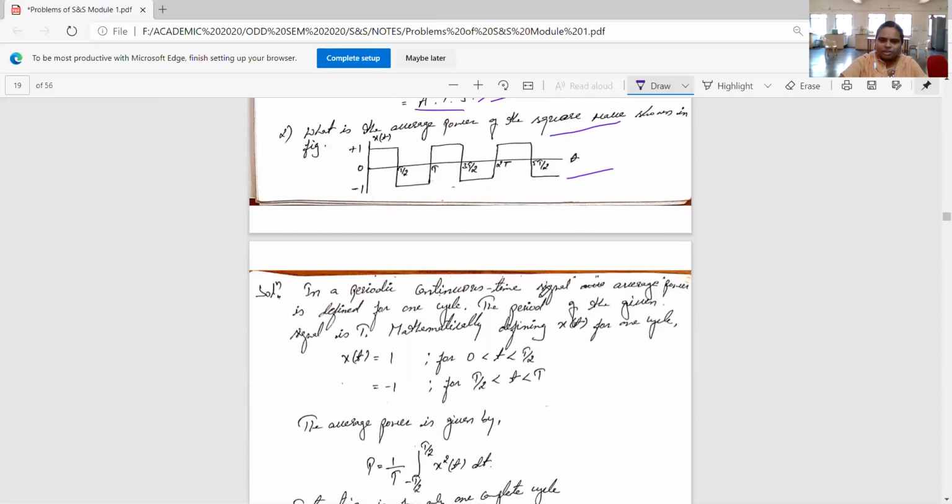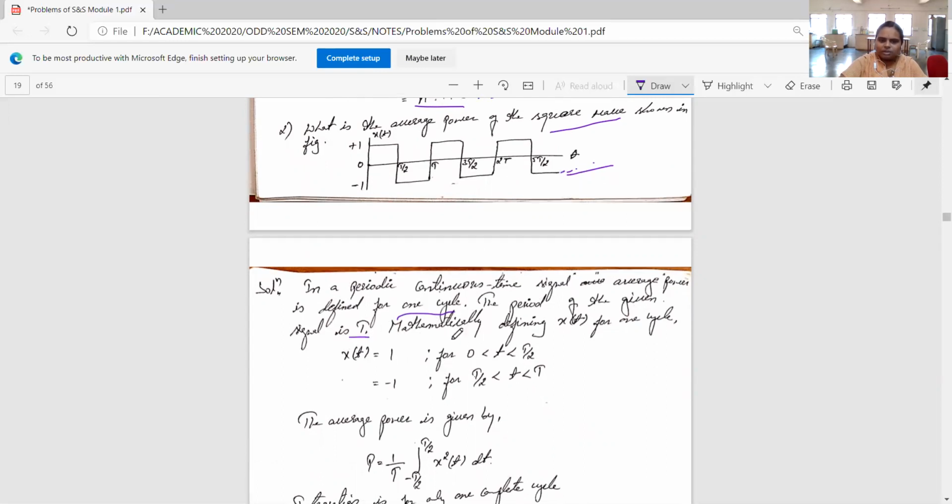In a periodic continuous time signal, average power is defined for one complete cycle. Observe here, when we are going for a periodic signal, it should be periodic with respect to time, continuously, right? It is not discrete or non-periodic, it's continuing. One cycle. The period of the given signal is what? One period means the whole cycle, one positive and also the negative, 0 to T. That is what T is here.